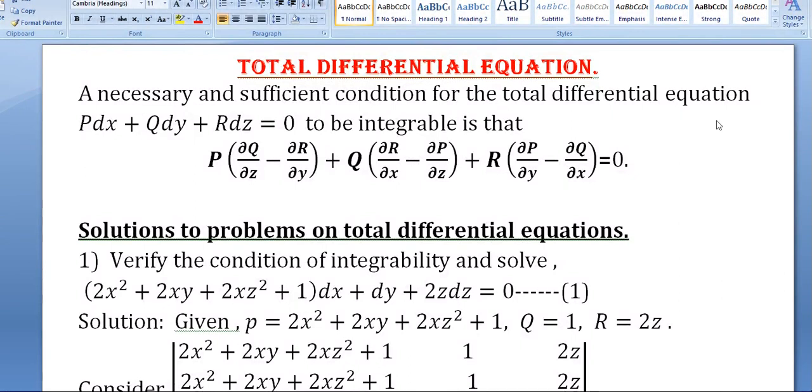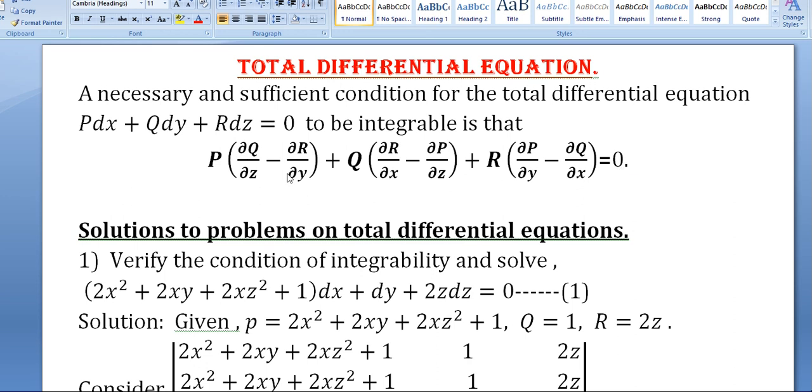A necessary and sufficient condition for the total differential equation of the form p dx plus q dy plus r dz, where p, q and r are functions of x, y and z, to be integrable is that p into ∂q/∂z minus ∂r/∂y, plus q into ∂r/∂x minus ∂p/∂z, plus r into ∂p/∂y minus ∂q/∂x must be equal to 0. Or we can write it in the form of a determinant.